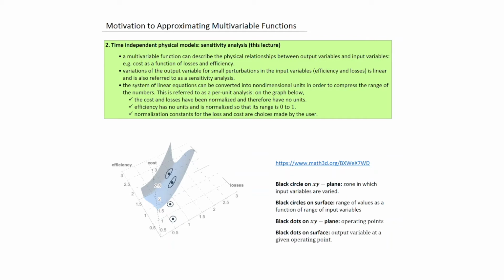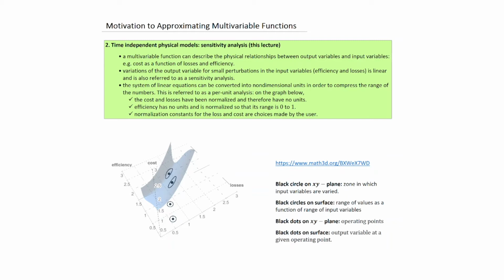Second point is that the variations of the output variable for small perturbations, which are small changes in the input variables, and the input variables in this case being efficiency and losses, are linear, and this is also referred to as sensitivity analysis. So what we're trying to do is to say, if we make small changes in the input variables at a given point, in other words, let's say the losses are 10 watts and the efficiency is 80%, and what you're asking yourself is, how would the cost change if instead of having 10 watts, I go to 10.1 watts and the efficiency goes slightly up, say maybe 0.1%. So is it super sensitive to small changes? That's called sensitivity analysis.